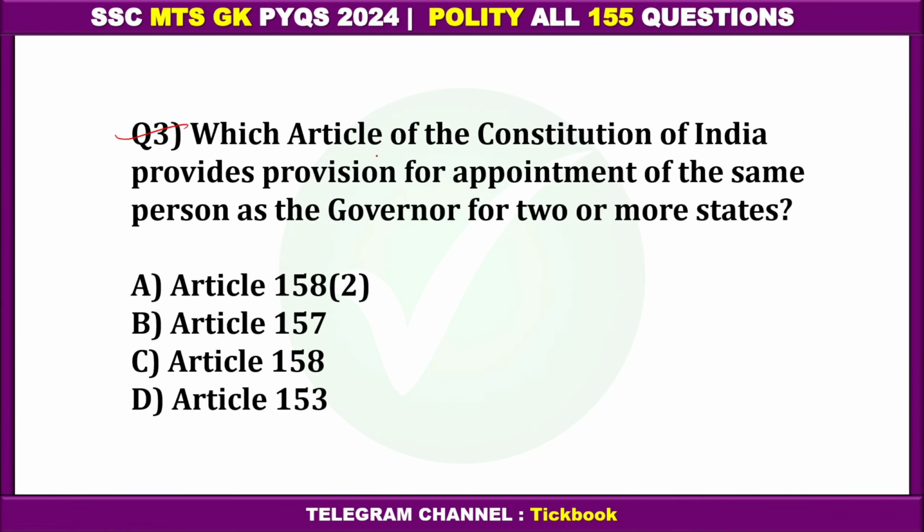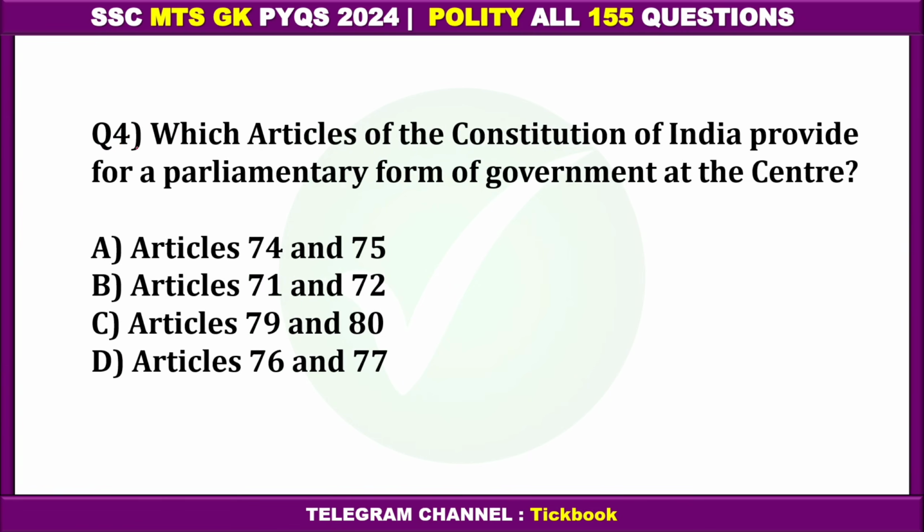Question number 3, which article of the Constitution of India provides provisions for appointment of the same person as the governor for 2 or more states? Option number D, Article 153. Question number 4, which articles of the Constitution of India provide for a parliamentary form of government at the centre? Option number A, Article 74 and 75.